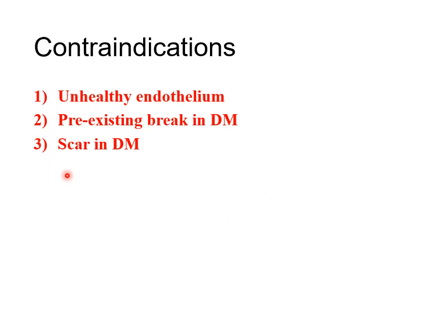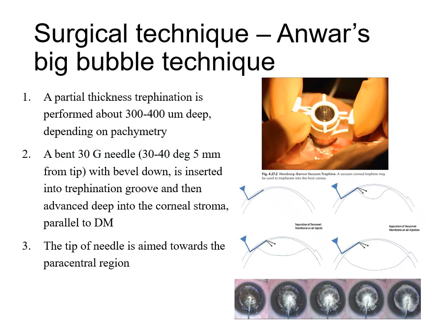Absolute contraindications are unhealthy endothelium, a pre-existing break in Descemet, or a scar in Descemet membrane. These are contraindications because even if you remove the anterior tissue, the posterior corneal tissue is still diseased and the visual outcome will not be good. So if the endothelium or the Descemet membrane is unhealthy, you perform a posterior lamellar keratoplasty. Okay. So, Anwar's big bubble technique.